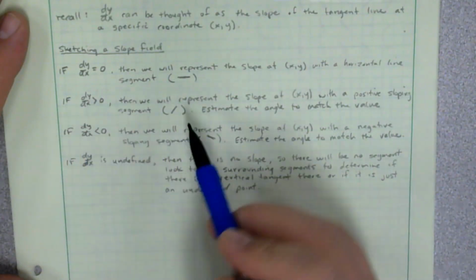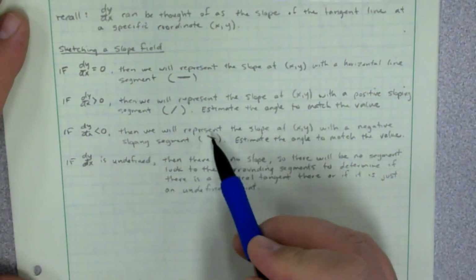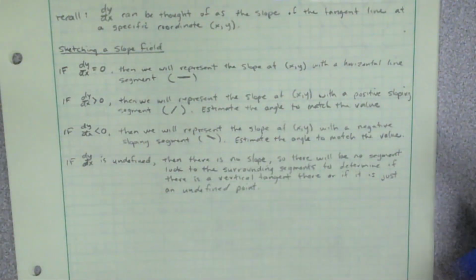If it's positive, we're going to put a positive slope segment; if negative, a negative slope segment. And if it's undefined, we're not going to put anything. You could put a vertical line segment, but it's better to just leave it blank. Don't put anything there because your derivative is not defined. You shouldn't have anything there.